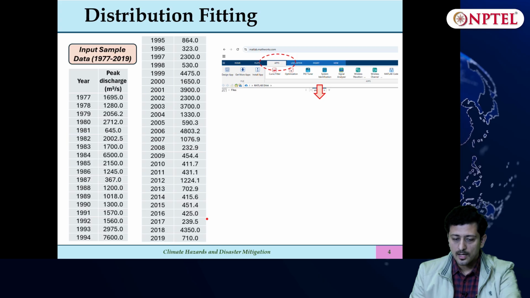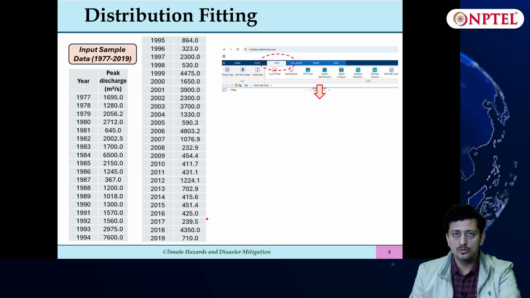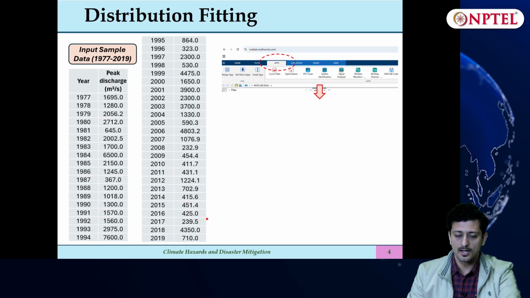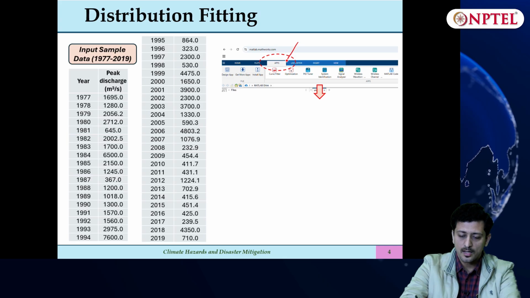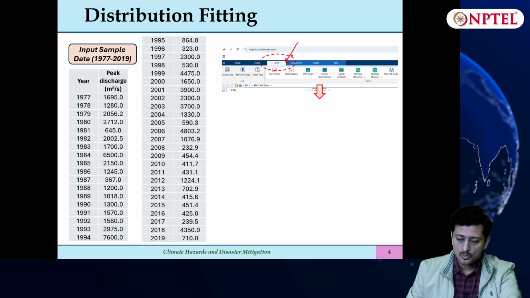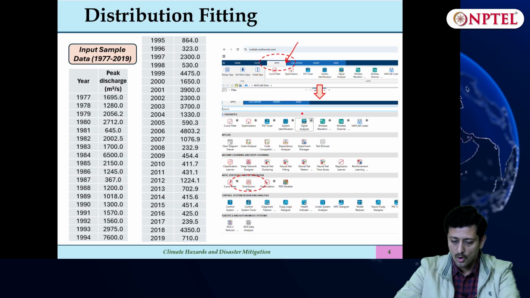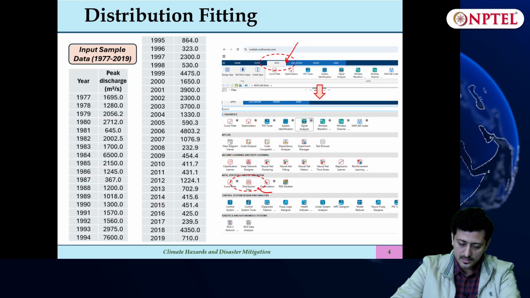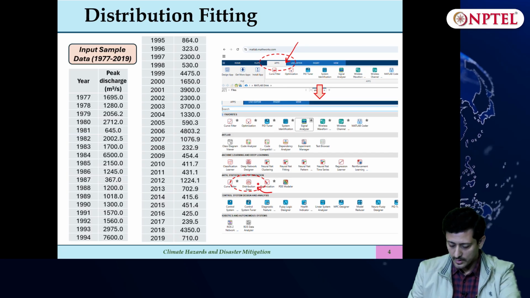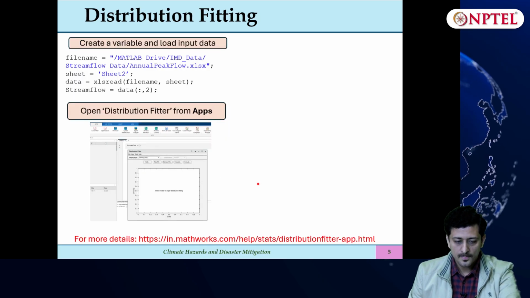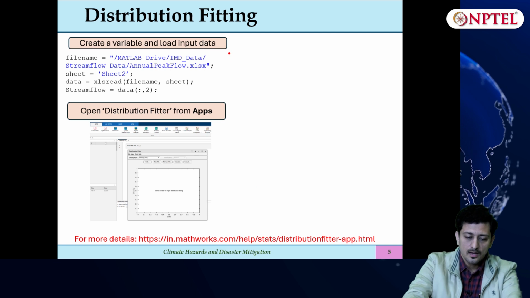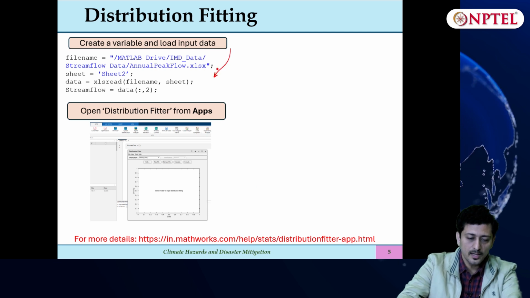And now we have already introduced you to MATLAB Online. So we'll be going to MATLAB Online. In MATLAB Online, you click on Apps. Once you click on Apps, you will get all kinds of apps, and we have to select the Distribution Fitter app. So we'll again do the hands-on. Then what is the next step? The next step is you load the input data.